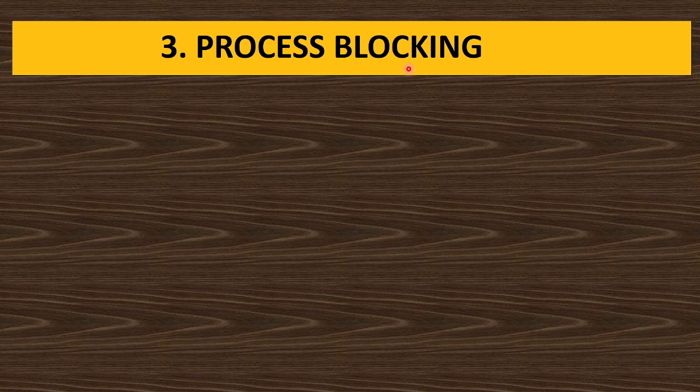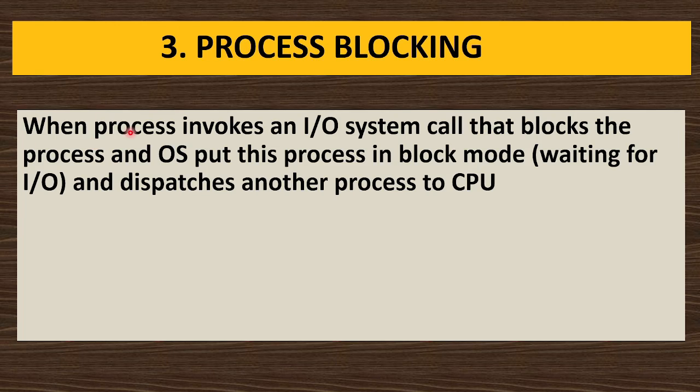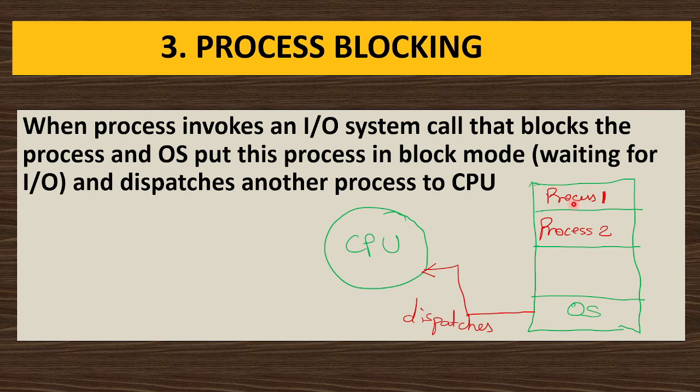Now third is process blocking, which is one of the operations performed on the process. When a process invokes an IO system call that blocks the process, the OS puts this process in block mode and dispatches another process to the CPU. So this is called process blocking, meaning one process is blocked. For example, here in the memory there is process 1, process 2, and there is an operating system. One part of the main memory is always occupied by the operating system.